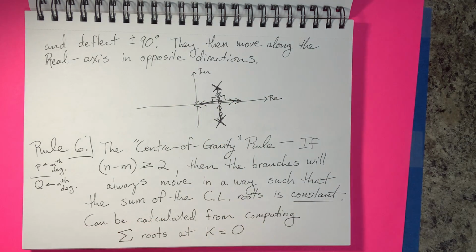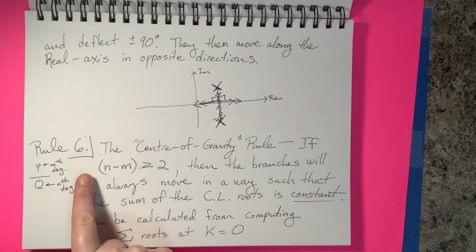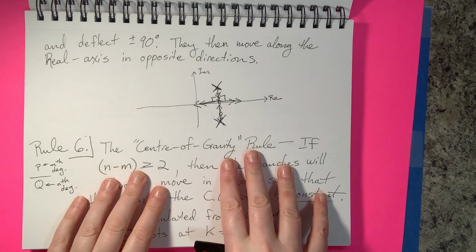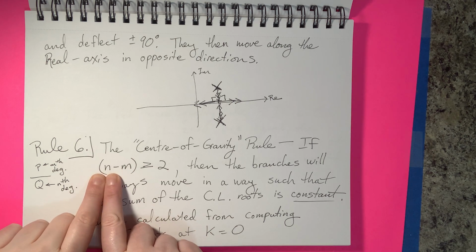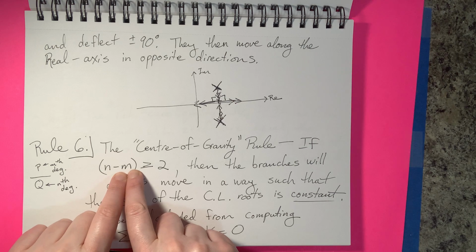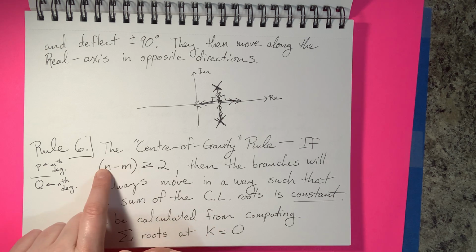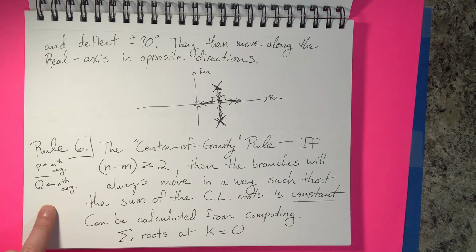I'm just making up quick examples here. Okay, next rule. Rule number 6, we have the center of gravity rule. Now this only applies if we have the order of the denominator n minus the order of the numerator m, so n minus m is 2 or more. So it has to be 2 or more, okay?